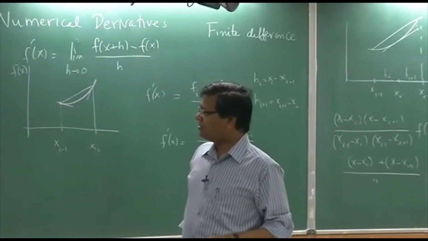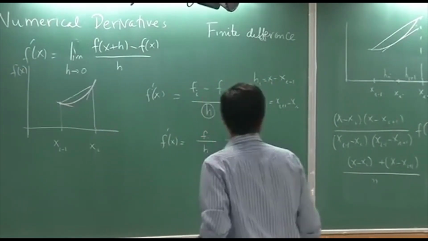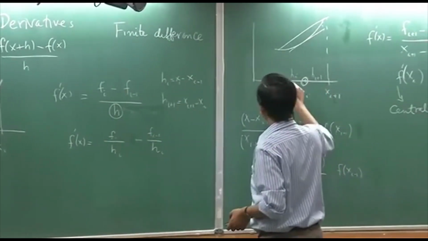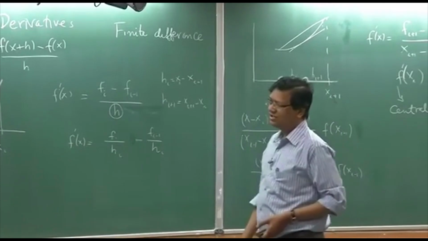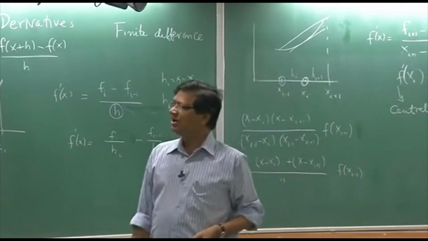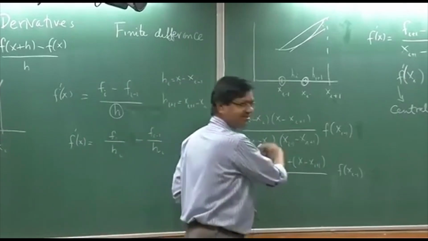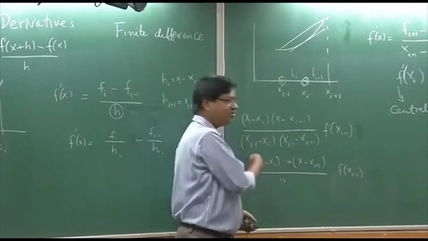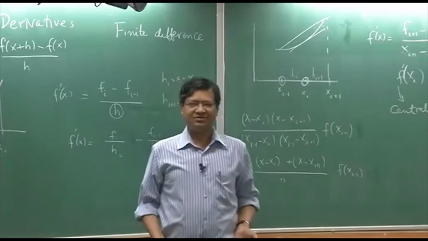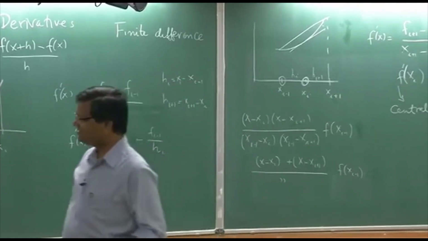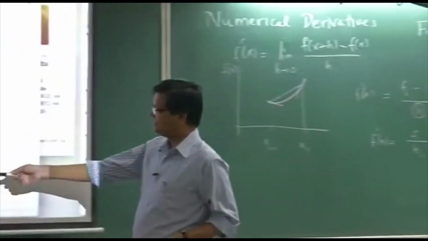Now, we can also compute the derivative. So, this is the derivative computed here. What about the derivative here? How will I do it? I have derived the derivative of this function. Now, substitute x equal to x_{i-1} and you get a formula, and the formula is this.